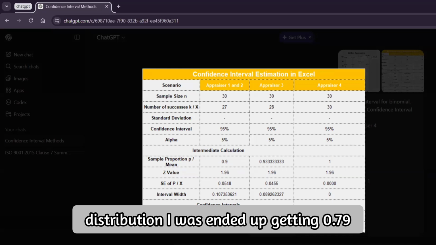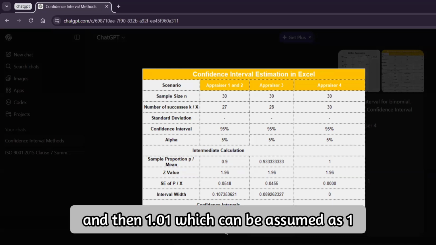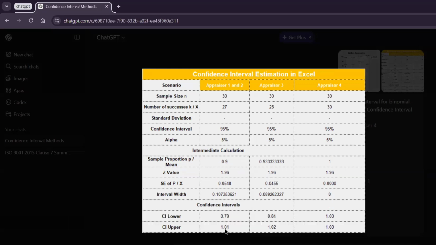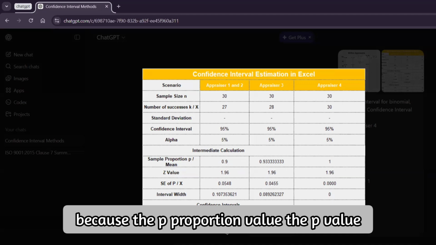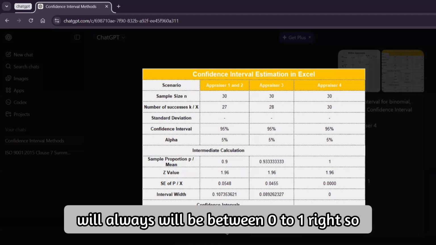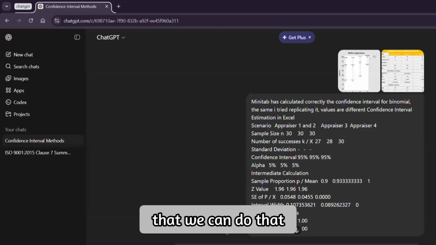I ended up getting 0.79 and then 1.01, which can be assumed as 1, because the proportion value, the p value, will always be between 0 and 1, right? So that we can do that.